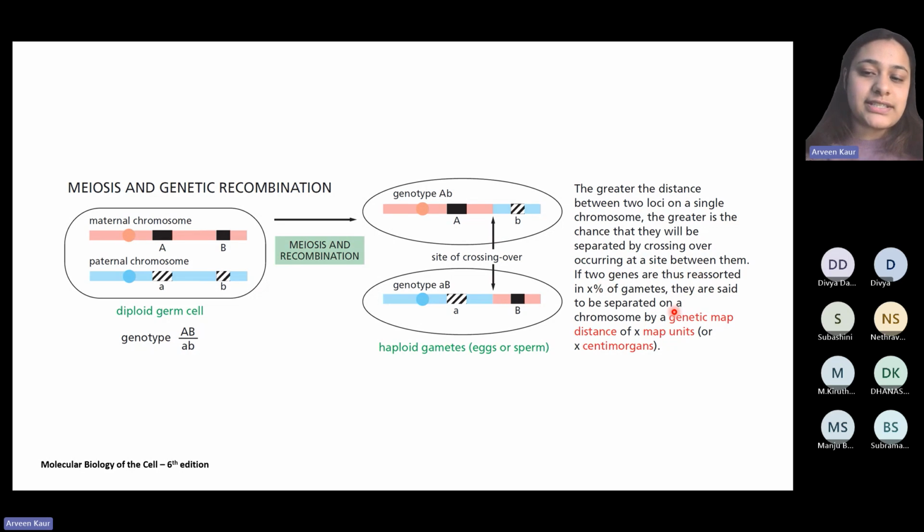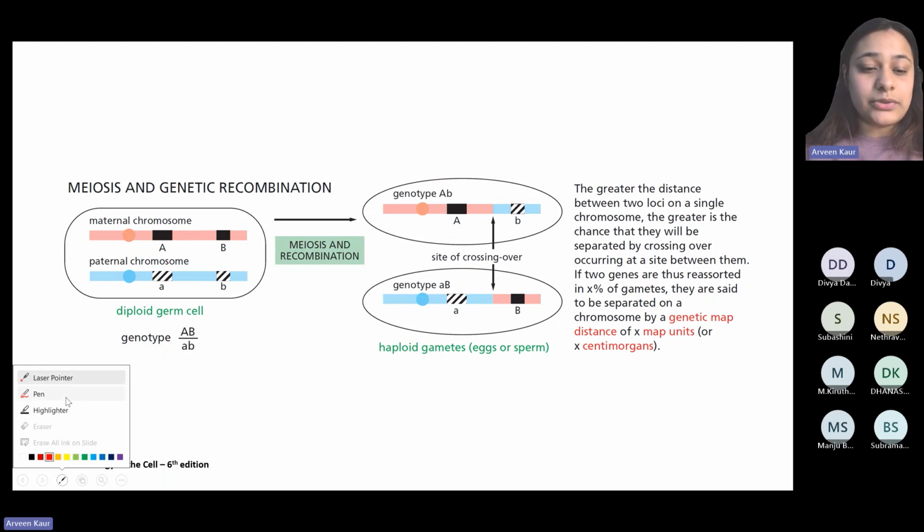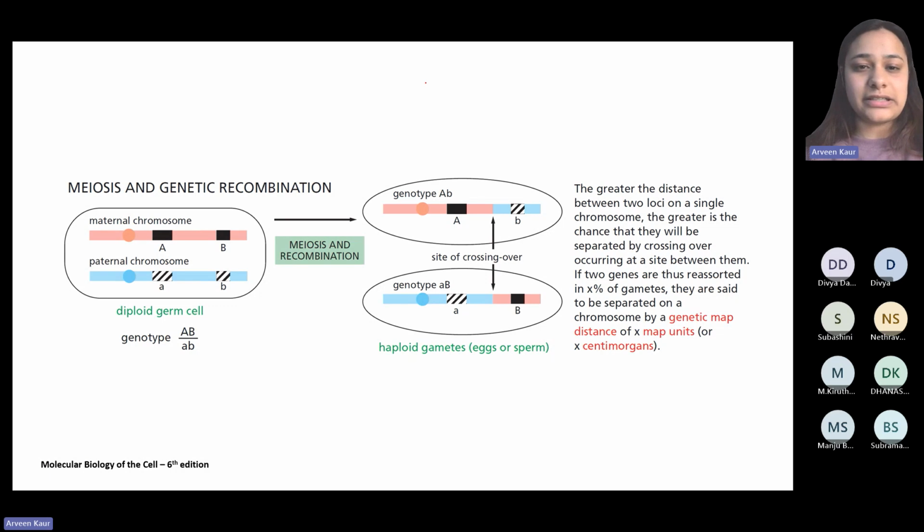If two genes are thus reassorted to be in X% of gametes, they are said to be separated on a chromosome by a genetic map distance of X map units or X centimorgans. So, map units or centimorgans is basically an arbitrary unit. It is named after this person, Morgan, right? Who is one of the famous geneticists who had studied these recombinations in flies.